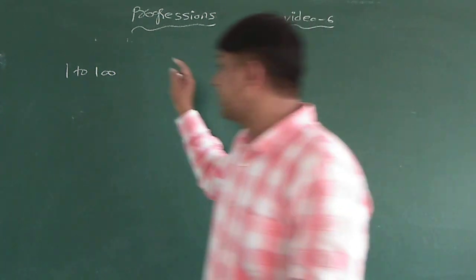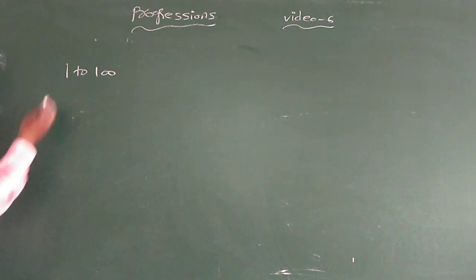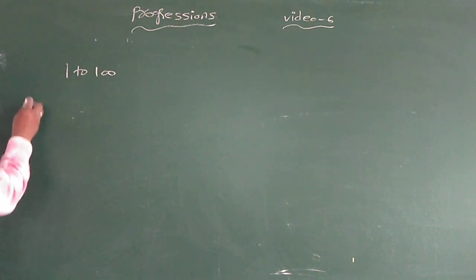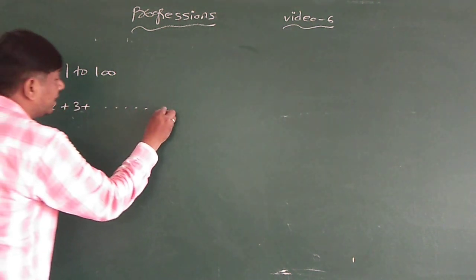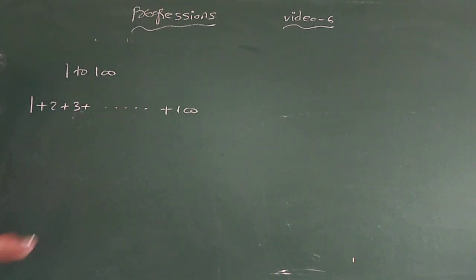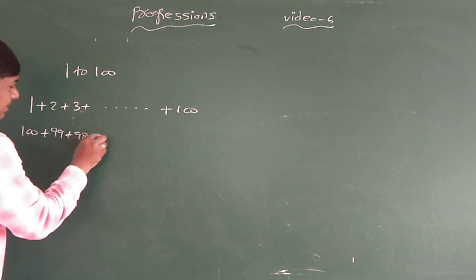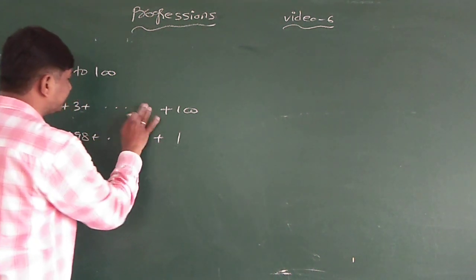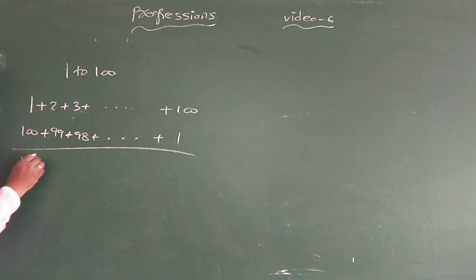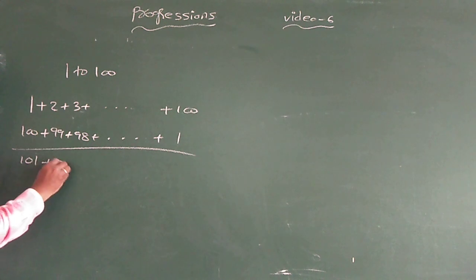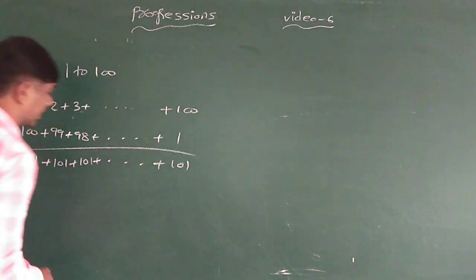When all the students were adding, Carl Friedrich Gauss was the mathematician who wrote like this: 1 plus 2 plus 3 plus and so on plus 100. Again, in reverse order he wrote 100 plus 99 plus 98 plus and so on plus 1. Then he added: 100 plus 1 is 101, 99 plus 2 is 101, 98 plus 3 is 101, and so on, plus 101.